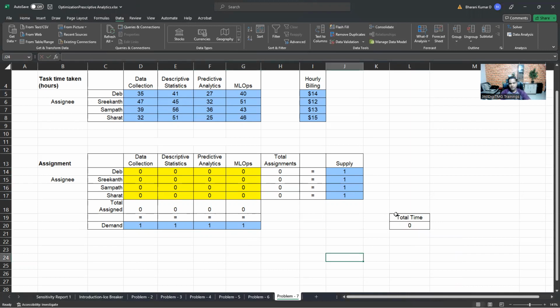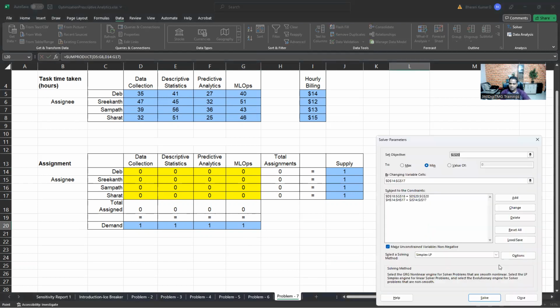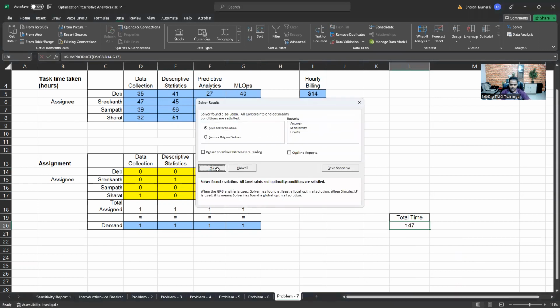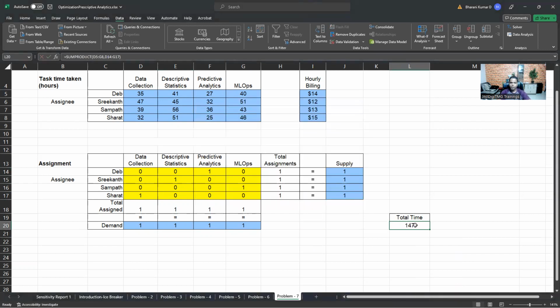Now let's solve it. Everything is in place, I believe. Let me solve it. Okay, there we go. Overall, it is going to take 147 hours. Deb would be assigned predictive analytics. Srikanth would be assigned descriptive analytics. Sampath would be assigned MLOps. And Sharath would be assigned data collection tasks.